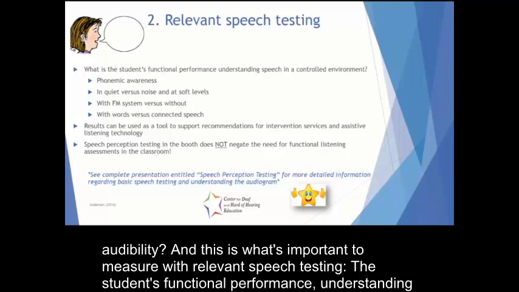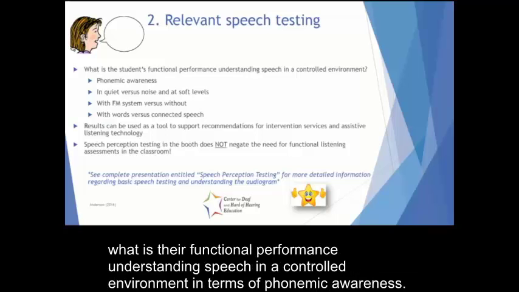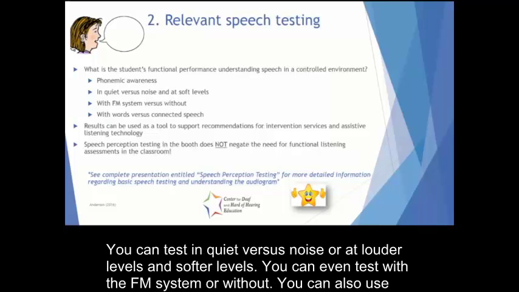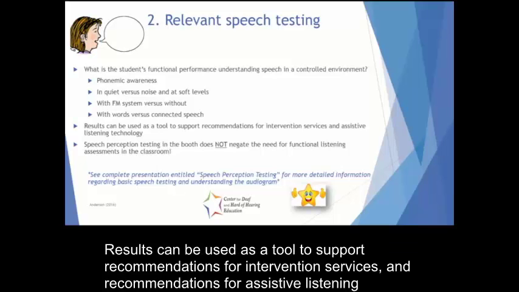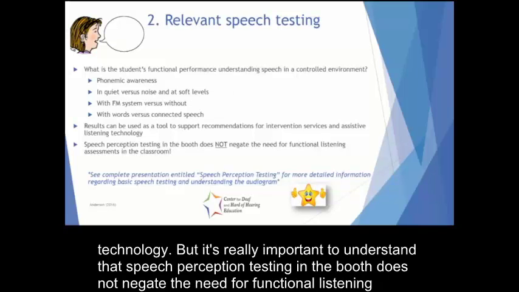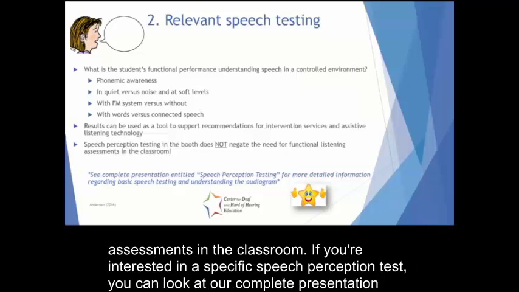The student's functional performance: understanding what is their functional performance, understanding speech in a controlled environment. In terms of phonemic awareness, you can test in quiet versus noise, or at louder levels and softer levels. You can even test with the FM system or without. You can also use words versus connected speech, and all of these different testing methods can give you valuable information. Results can be used as a tool to support recommendations for intervention services and recommendations for assistive listening technology. But it's really important to understand that speech perception testing in the booth does not negate the need for functional listening assessments in the classroom.